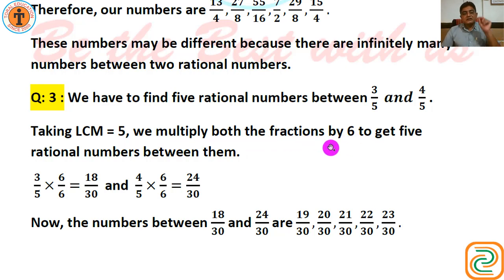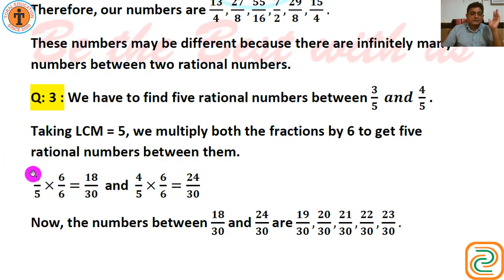That means if the numerator P is a consecutive number, right? 3 and 4 are consecutive. Then by taking LCM, we will have to take one number more. That means if we want to find out 5 rational numbers, then we will take 6. If we want to find out 6 rational numbers, we will take 7.